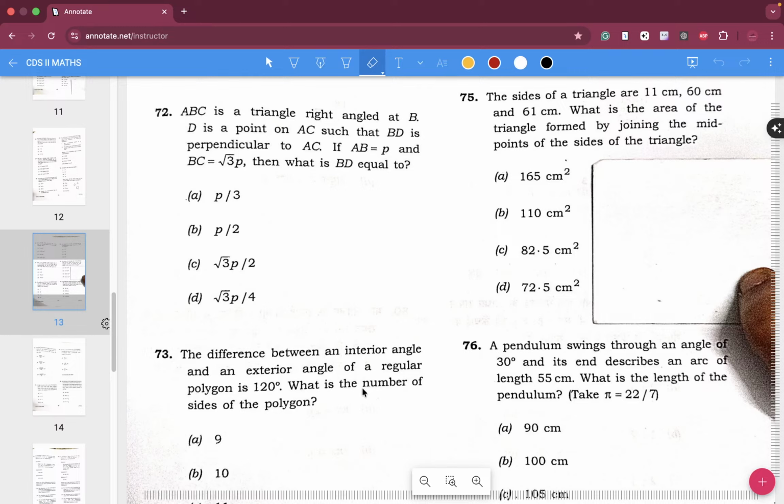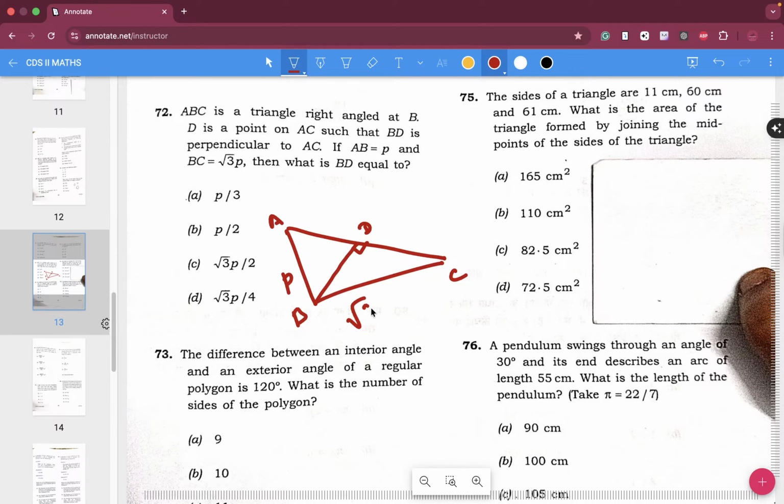ABC is a triangle right angled at B. You see, in right angled triangles, so many questions are there. D is a point on AC such that BD is perpendicular to AC. If AB is equal to P and BC is equal to root 3 P, then what is the value of BD? Similarity rule, such an extremely easy question.